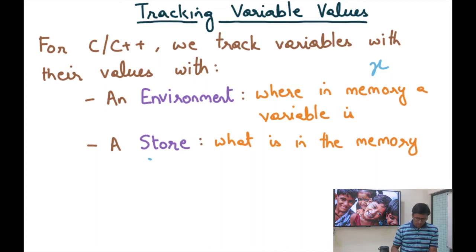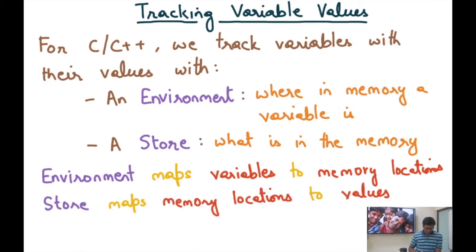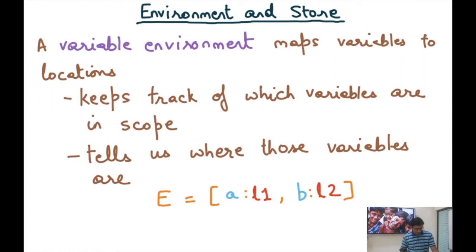And so to track the context, we need two maps. One is the environment, which maps a variable to a location, and second is a store, which maps a location to a value. Now, why do I need two maps? Why couldn't I have done with just one map? I think it will become very clear when we look at some examples. So the environment maps variables to memory locations, and the store maps memory locations to values.